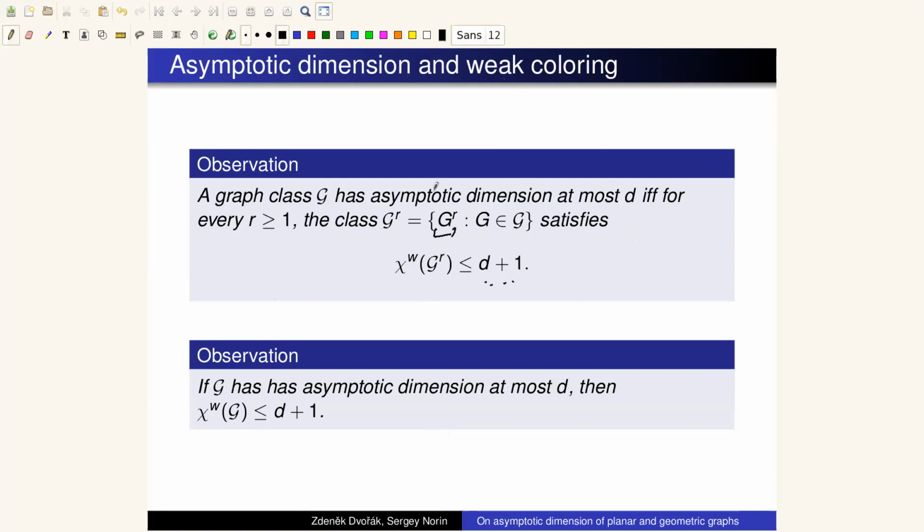And in particular, all these results on the asymptotic dimension have as a special case that if you show that a class G has asymptotic dimension at most D, then as a special case for r equals 1, this just implies that the class of graphs has weak diameter chromatic number at most D+1.